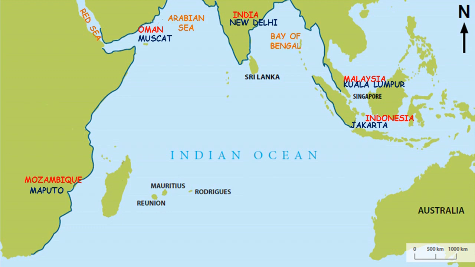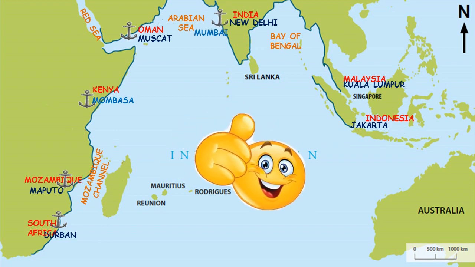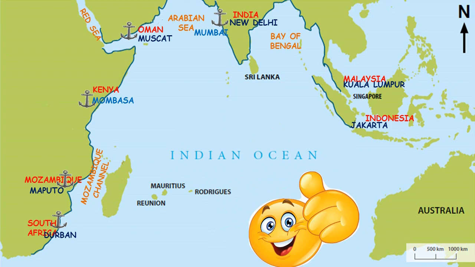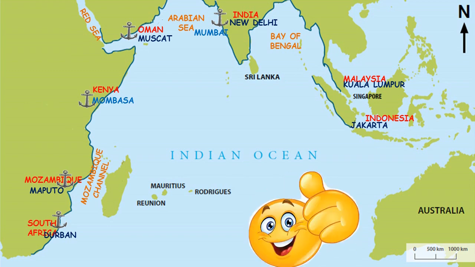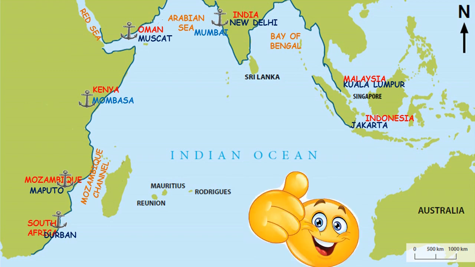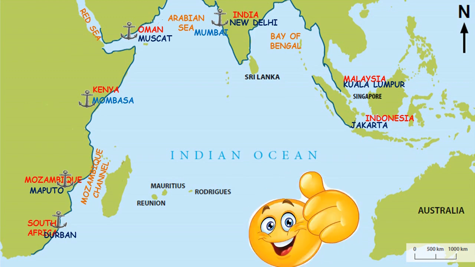The 5 major ports are Durban in South Africa, Maputo in Mozambique, Mombasa in Kenya, Muscat in Oman, and Mumbai in India. Good job! Now that you have located the countries, seas, and major ports in the Indian Ocean, let's find out how this information will help us to understand how trade was in the Indian Ocean during ancient times.